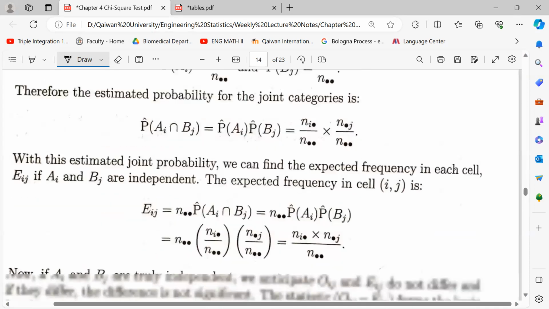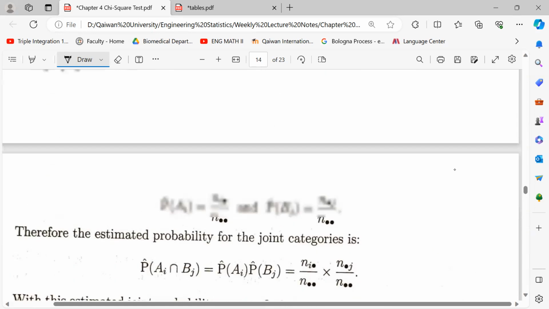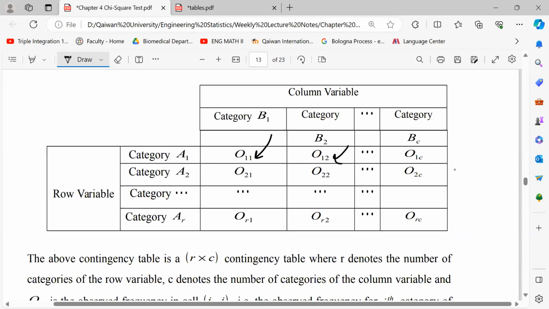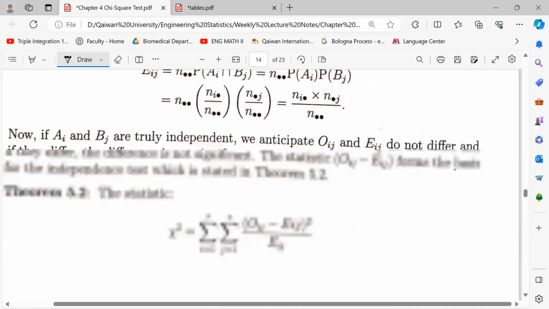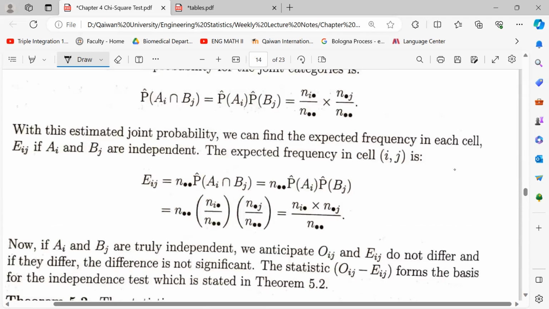Here, we do the same as before. We need to find the expected frequencies. Those which are given here are the observed frequencies. The ones in the table are the observed frequencies, but we need to find the expected frequency. Expected frequency is n double dot times probability of Ai intersection Bj.